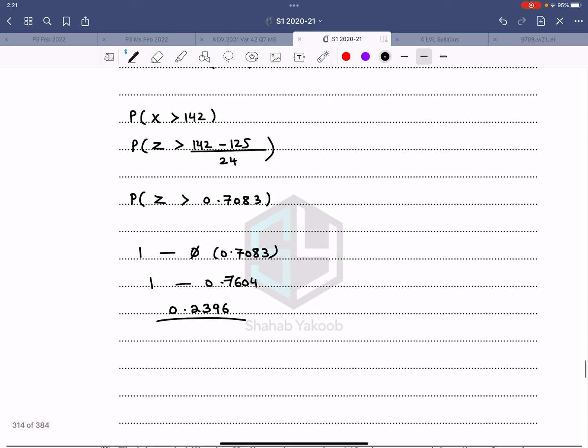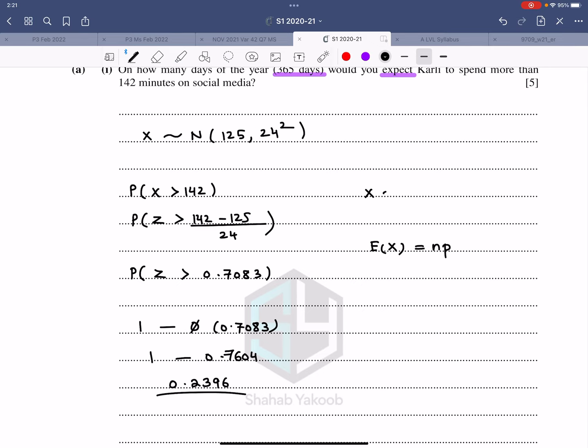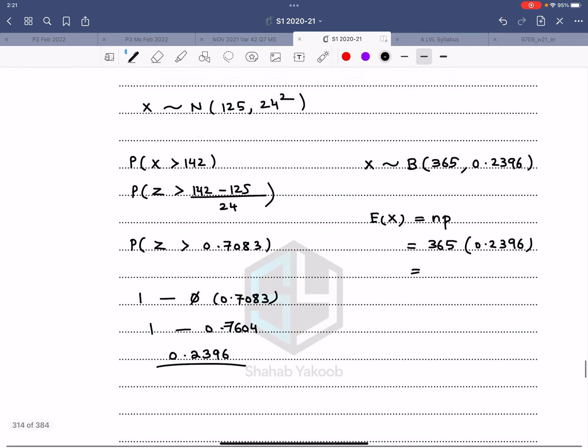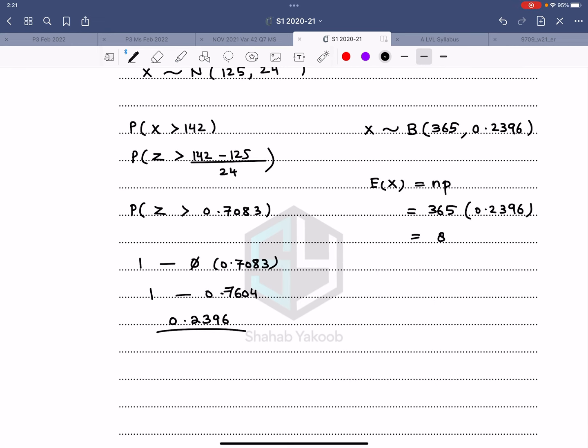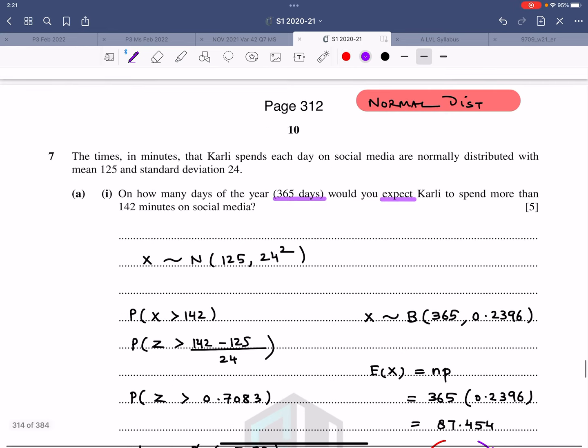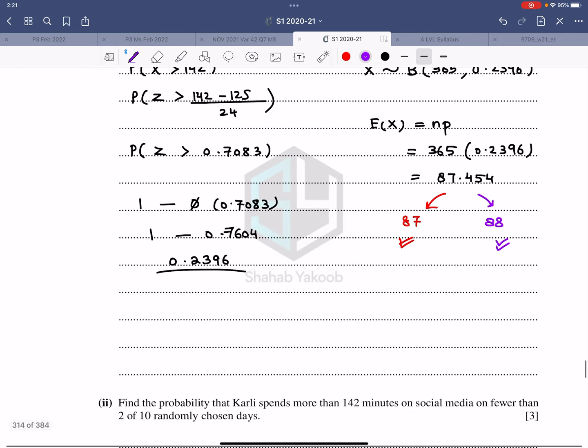Expectation is NP, because basically what is happening is that X follows a binomial distribution. 365, answer of this, that is 0.2396. So we are calculating expectation. That is 365 multiplied by 0.2396. Use a calculator. This comes out to be 87.454. So therefore both answers are acceptable. Either you write this thing as 87, that is acceptable. You write this answer as 88, that is acceptable, because it has to be on how many days? So it has to be an integer. So being an integer, that is a must in this particular part.